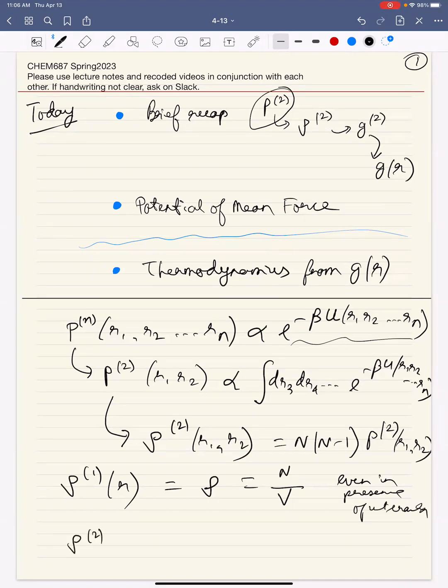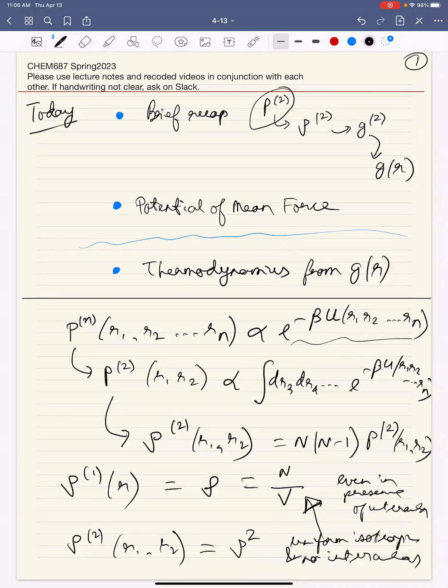Then we went to second order, and we are not really going to talk about third order. Rho 2 of R1, R2 was equal to rho squared for uniform isotropic, which is assumed even here for this one, and no interactions, right? If it is purely ideal, then rho 2 is equal to rho squared, and that was nice. Then we said, well, there are going to be interactions, so it's going to be different from rho squared. How different is it? That is our G, right?